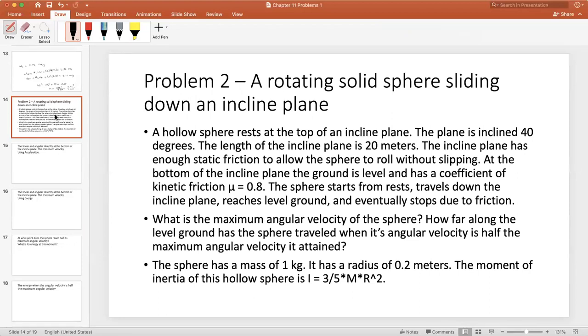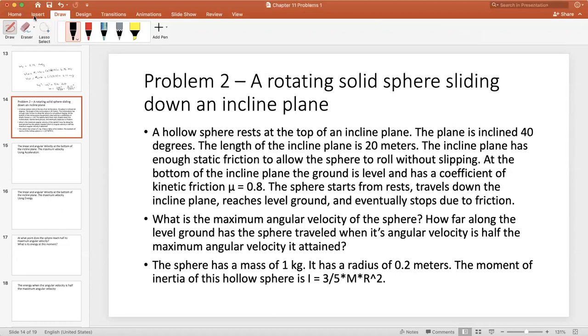And then at the bottom of the incline, when the ground becomes level, there's going to be a coefficient of kinetic friction of 0.8. Mu is 0.8. If we assume the sphere starts from rest at the top of the incline, it travels down, reaches level ground, and stops due to friction. So again, we want to know what the maximum angular velocity of the sphere is, and how far along the level ground it will travel before its angular velocity is half the maximum angular velocity it attained. The sphere has a mass of 1 kilogram and a radius of 0.2 meters. And for this problem, the moment of inertia of this hollow sphere is 3/5 mr².